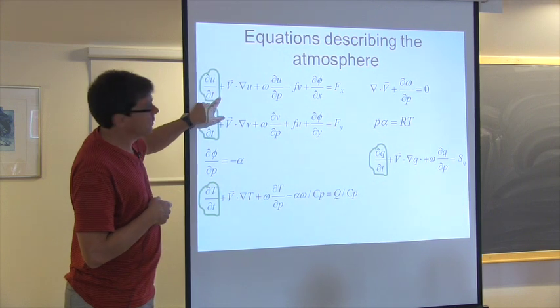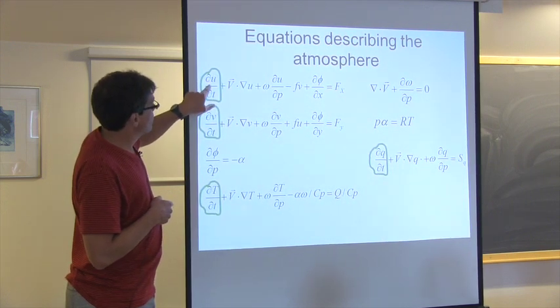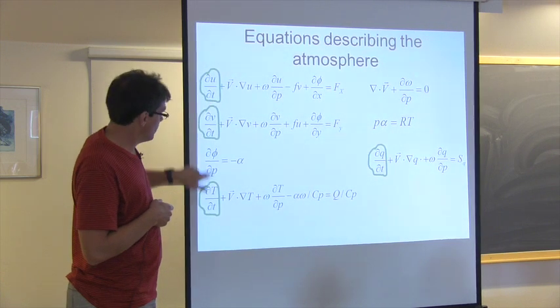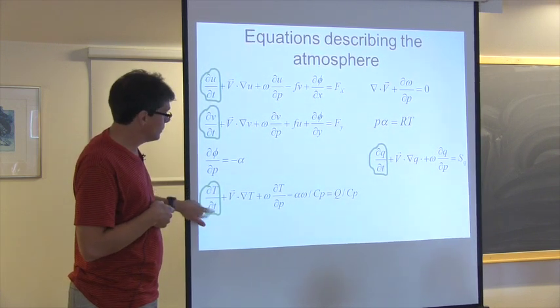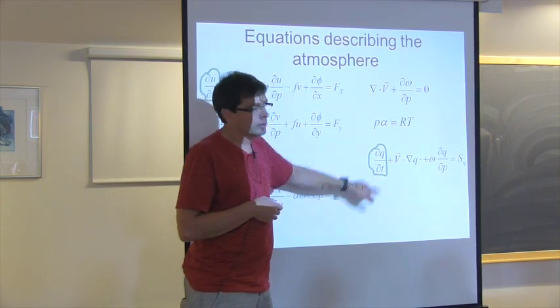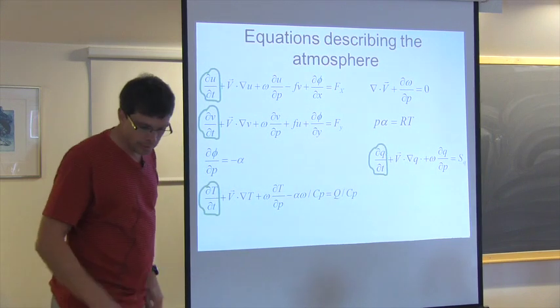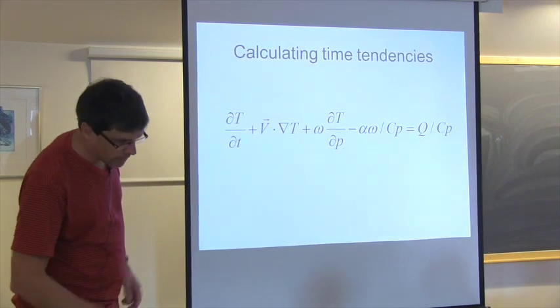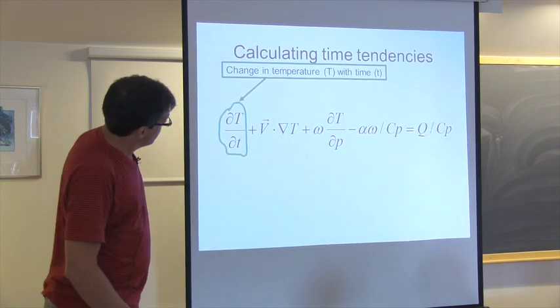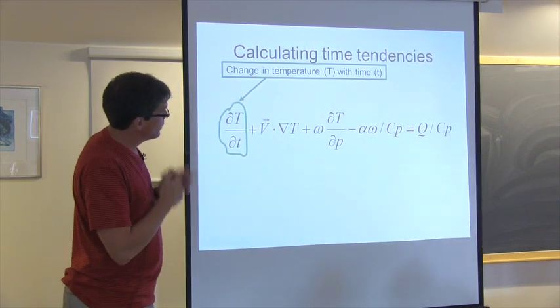This is what it says here. So there is something about change in the wind component over time. This says something about change in temperature over time, and this says something about change in humidity over time. Let's look at this one for a second. If we now want to calculate these time tendencies, we have an equation here that says something about temperature.